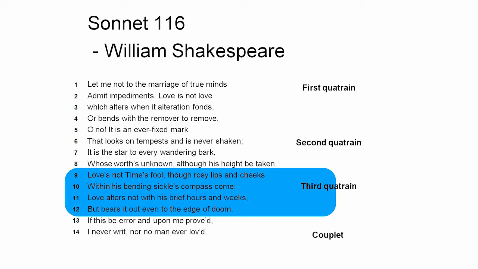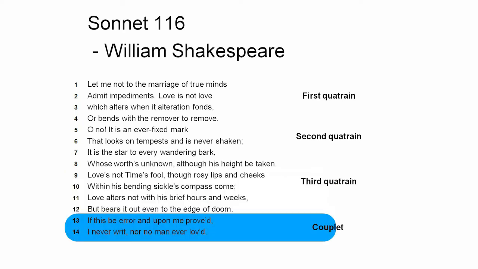Now, after basing his argument very strongly, he concludes his thoughts in a couplet. He says, if this be error, suppose this is wrong, if someone proves it's wrong, and upon me proved, you can just take it. Shakespeare himself says, I never writ, nor no man ever loved. You can just take his writing as nothing, or that no one in this world has ever loved.